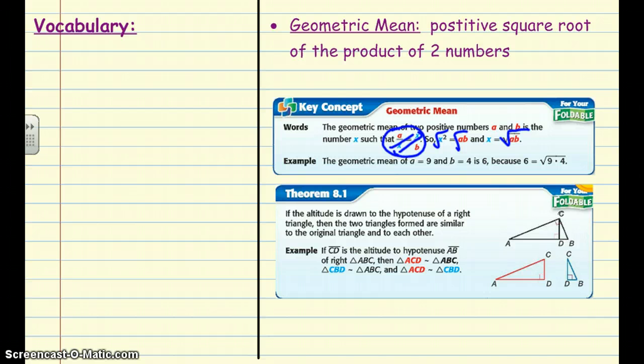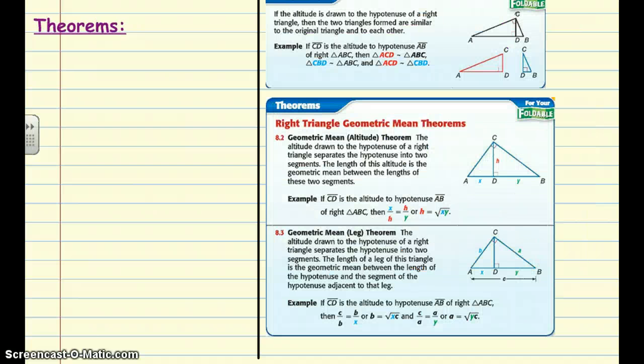And now for theorem 8.1, I thought I had that on the next slide. Yep. So let's take a look at this. Theorem 8.1 talks about the altitudes of triangles. If we take a look at a bigger triangle, inside we have these two littler triangles. If the altitude is drawn to the hypotenuse of a right triangle, then the two little triangles are similar to the original. So all three triangles, the original big one and the two that are inside, are all similar.